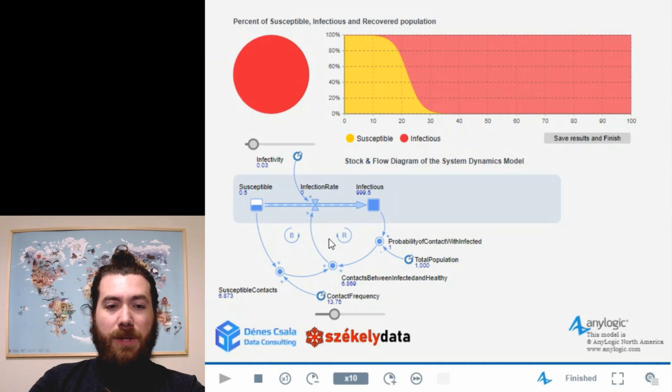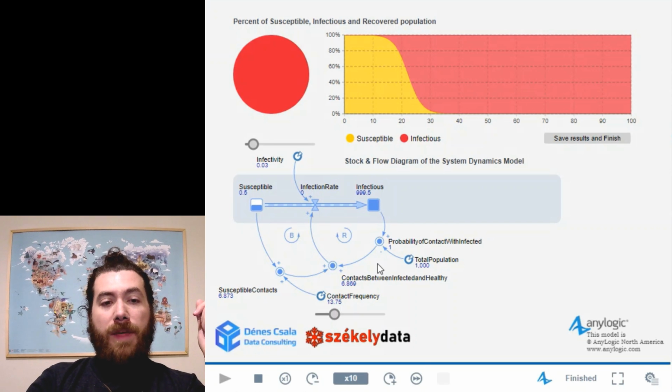So a positive sign would mean that, let's say, a higher number of contacts between infected and healthy would lead to a higher infection rate, which of course makes sense. And let's find the negative link. So for example, here, it means that a higher population, of course, leads to a lower probability of contact with the infected because just the population is higher.